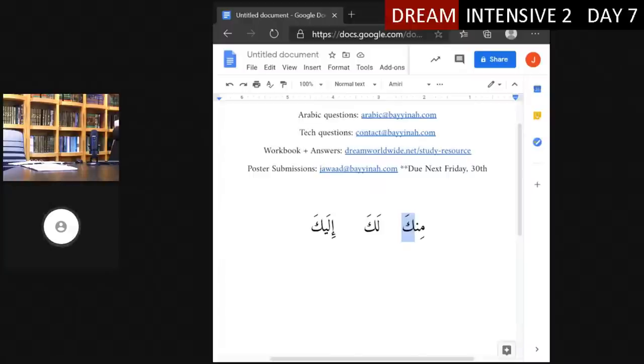Remember when we talked about attached pronouns, the pronouns anta, antuma, antum, anti, antuma, antunna? Those pronouns became ka, kuma, kum, ki, kuma, and kunna. So this is the pronoun ka, which means anta, you. It's not the harf of jar kaf, which can mean like or for or as. The way we can tell the difference is that the harf of jar will always come at the beginning before the ism, and the attached pronoun will always be attached at the end of the word. So the harf of jar kaf will be at the beginning, the pronoun kaf will be at the end.